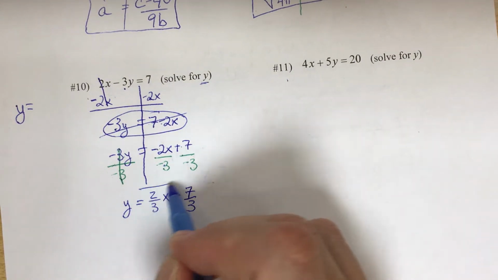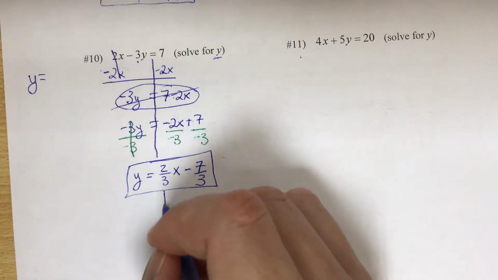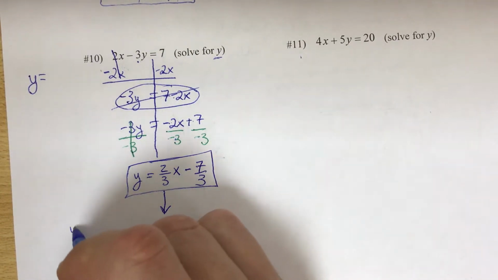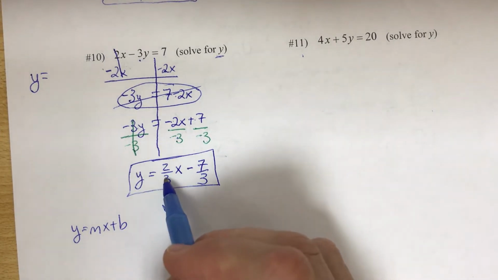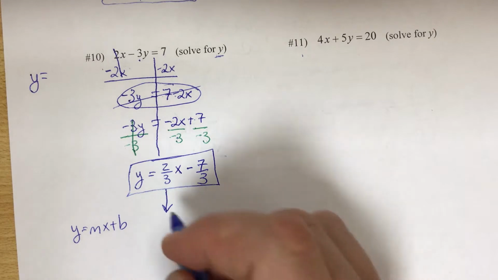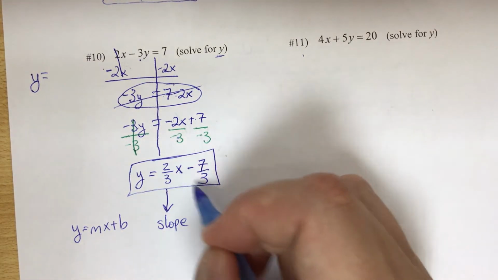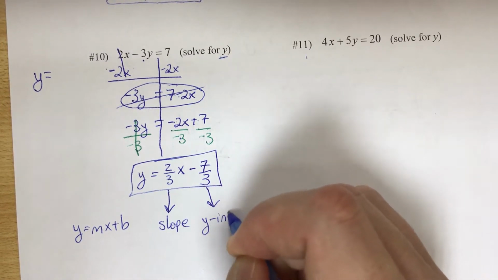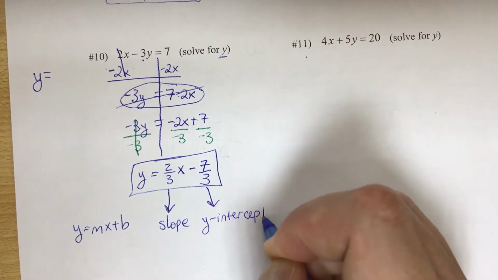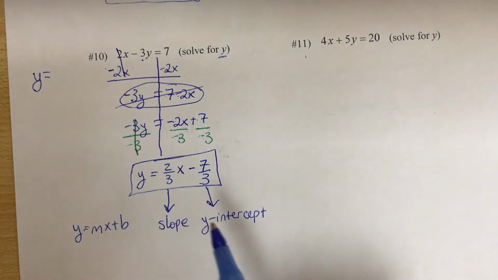The reason I'm going to write it that way is that if you think back to pre-algebra, if you can get it in the form y equals mx plus b, the m is the number in front of x, the coefficient, that is telling you your slope. And the minus 7/3 here, the b value, is telling you your y-intercept. So if you're trying to graph that line, this is a really nice form to know.